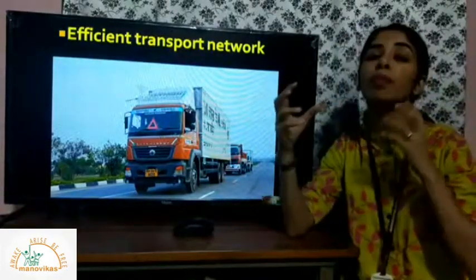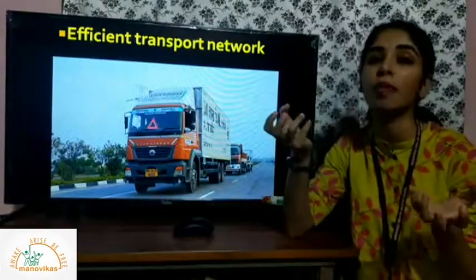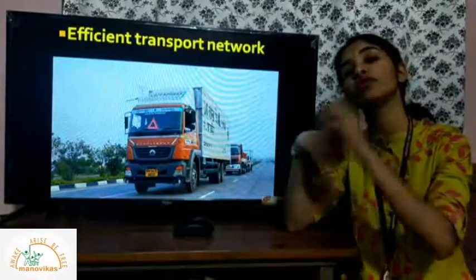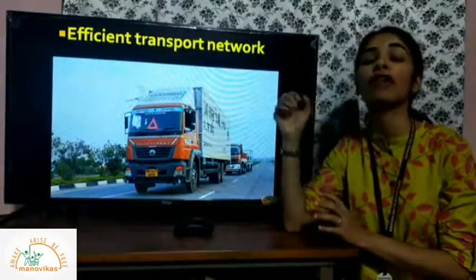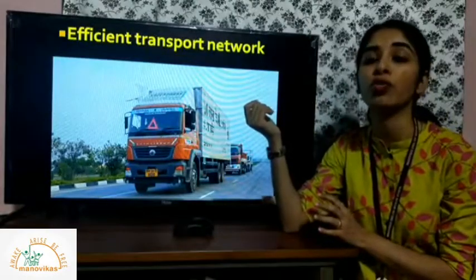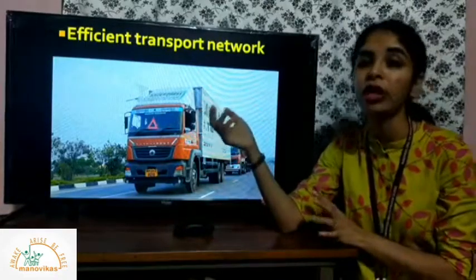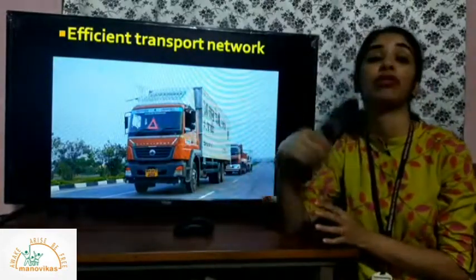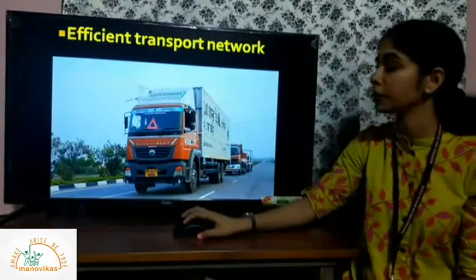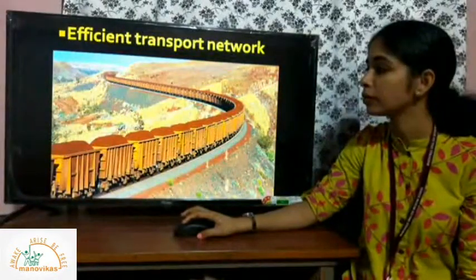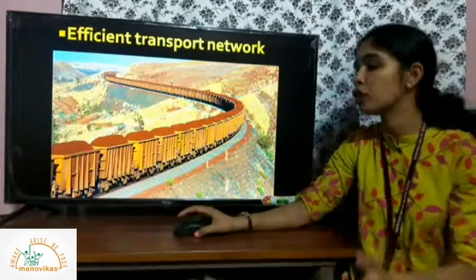Then once the raw material is processed and the final product is manufactured, those products have to be distributed in the market, isn't it? So for that also, an efficient transport network is very much mandatory. These modes of transportation can be roadways, railways, and sometimes also waterways. Here's a picture of a rail wagon which is transporting ore.